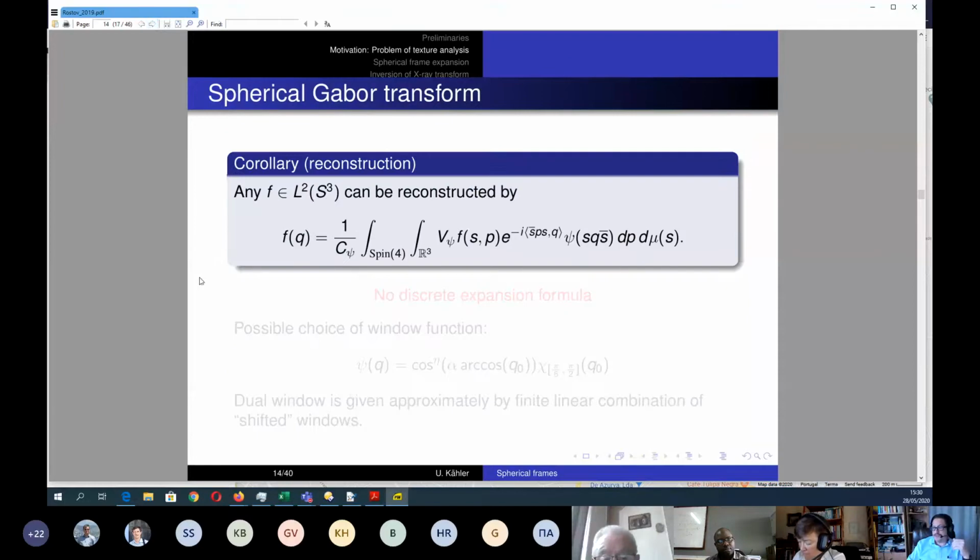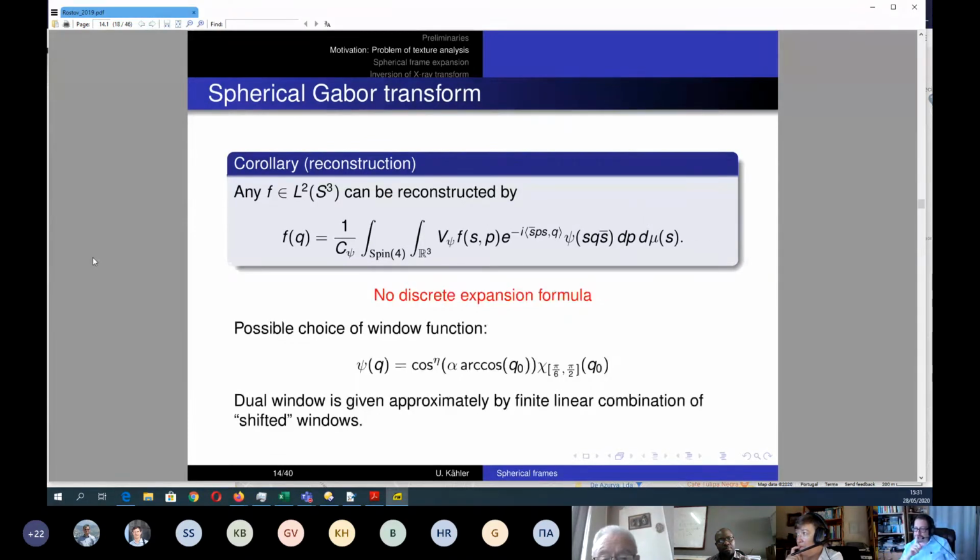And if we do that, then you can also get a reconstruction formula immediately from the continuous one, which is the following. That's usually what you have in these transformations, if you have unitary transformations, so you can immediately write out the reconstruction formula. For us, there's only one problem. There's no discrete expansion formula. So what I would like to have is a discrete expansion formula for F, not just a continuous one. That is something we have to deal with.